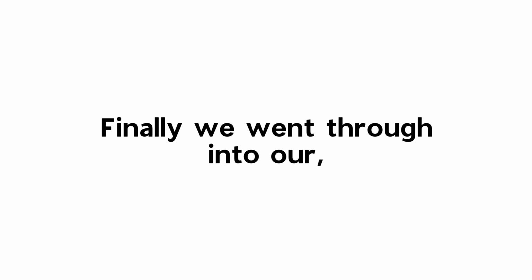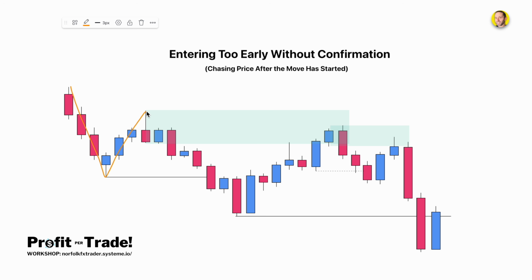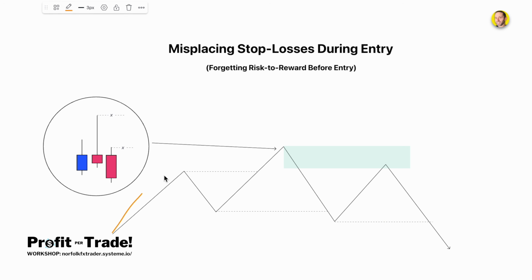Finally, we went into our most common mistakes when it comes to taking entries. We looked at potentially where you're entering too early without using a confirmation technique, and stop chasing price after the move had already started. We also covered the importance of not ignoring multiple time frame alignment to assist you when you're looking to take your trades, and obviously to stop overcomplicating your entries with too many indicators trying to give you your entry setup. And finally, we then covered the misplacing of your stop loss during a trade entry, which potentially could make you have more losses in the market, and you weren't either using the correct risk to reward in your trades.